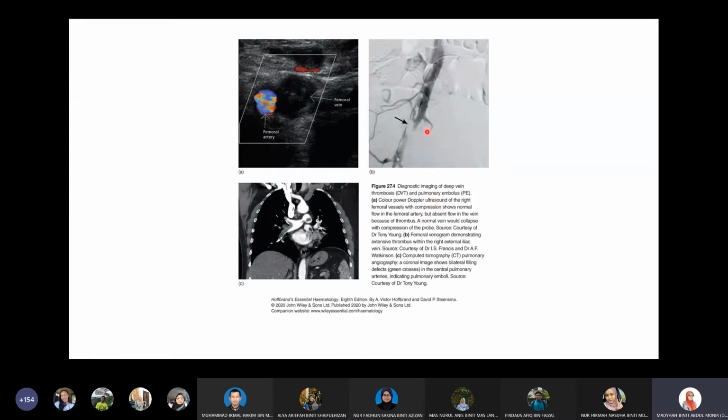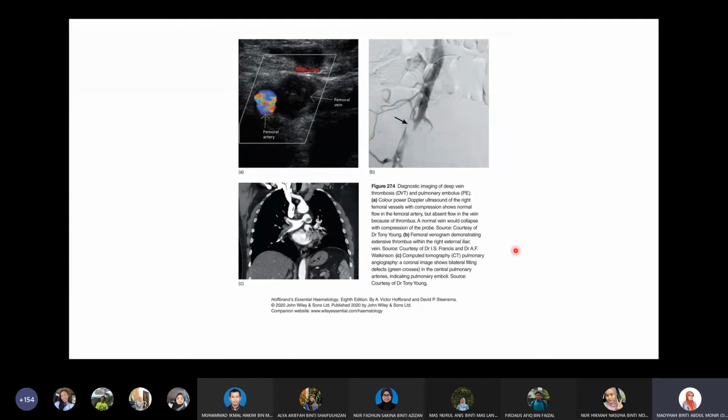The second is venogram. Here you can see at the arrow, there is thrombosis. And then you can even use CT scan, computed tomography of pulmonary angiography, of the pulmonary area. So these are the imaging that can be used in helping to diagnose deep vein thrombosis.